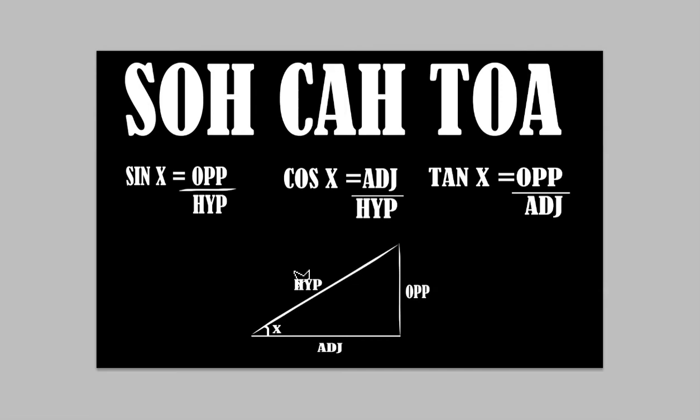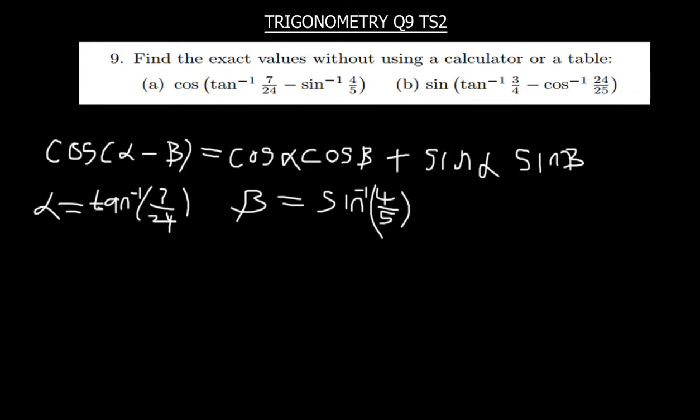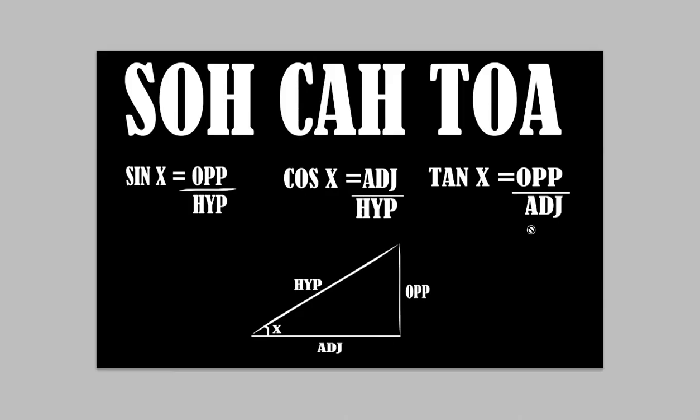So the same applies to what we are doing here in this question. We are going to draw a simple triangle under tan. So this is going to be our alpha. For us to find alpha using tan, we said for tan we use the opposite over adjacent, SOHCAHTOA.